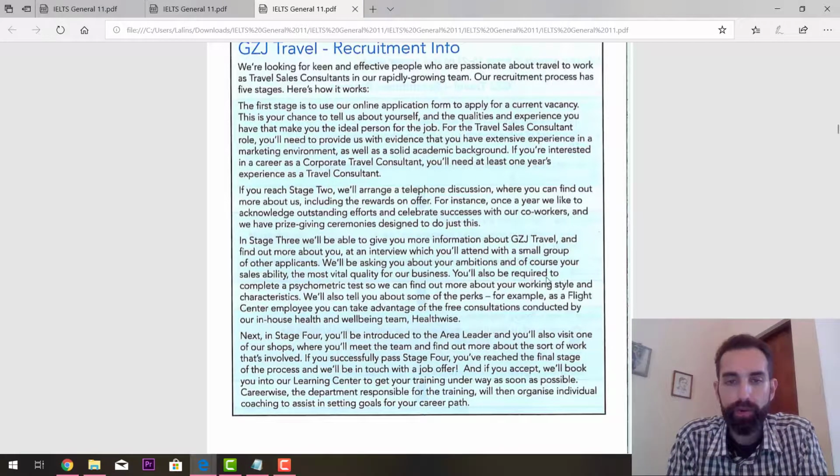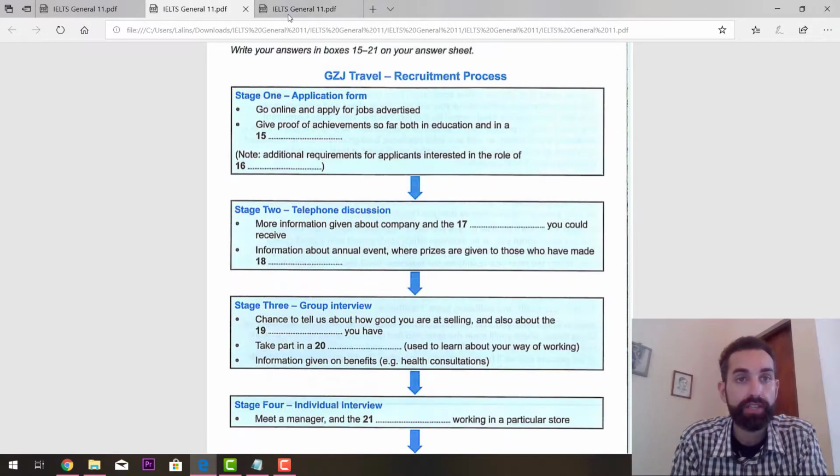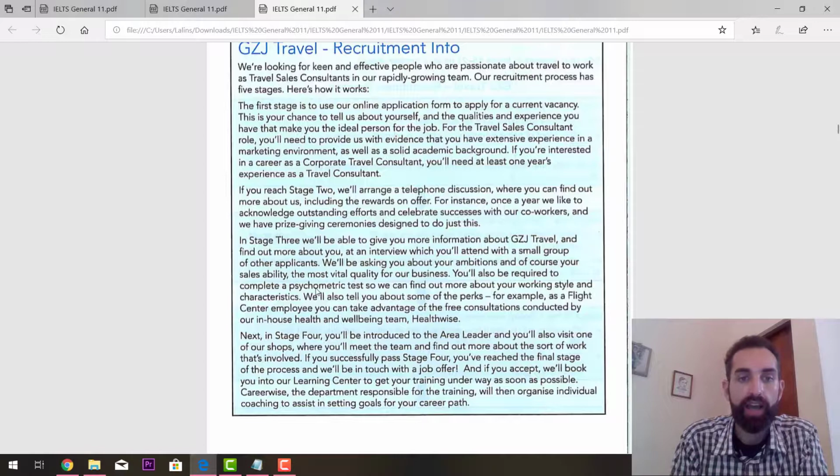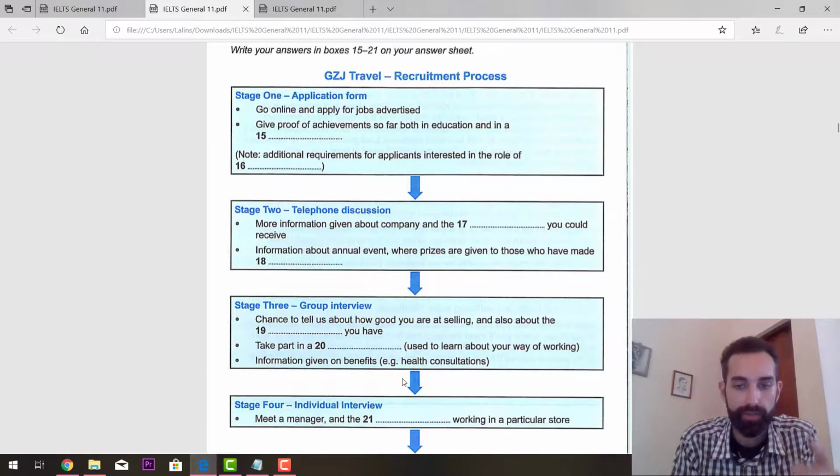You'll also be required to complete a psychometric test so we can find out more about your working style and characteristics. Okay, they mentioned working style. That is what we were looking for here. The way of working, that's your working style. So you need to take a psychometric test. That is what you need to take. So that is your answer for 20.